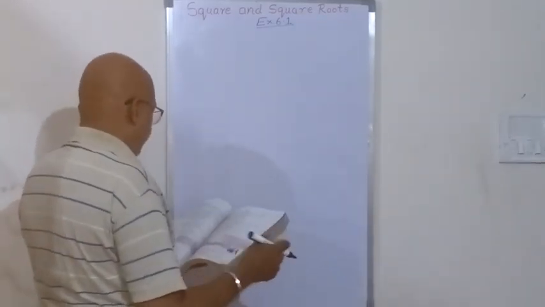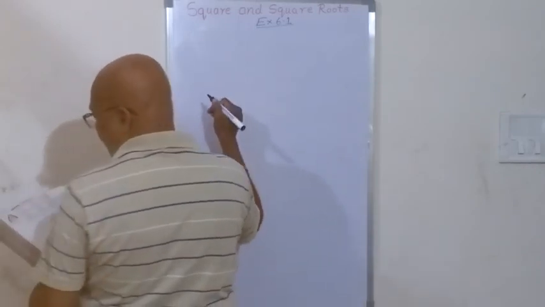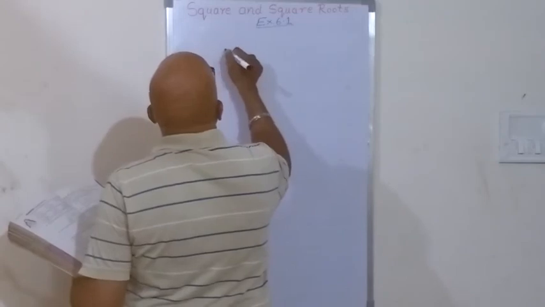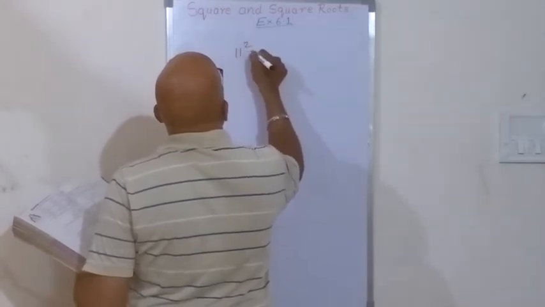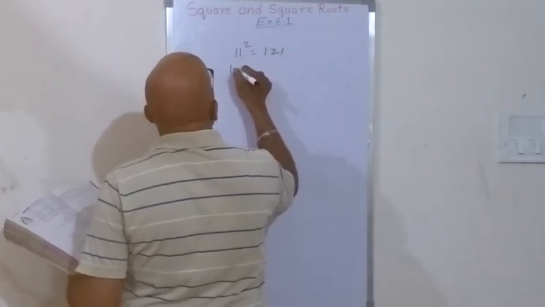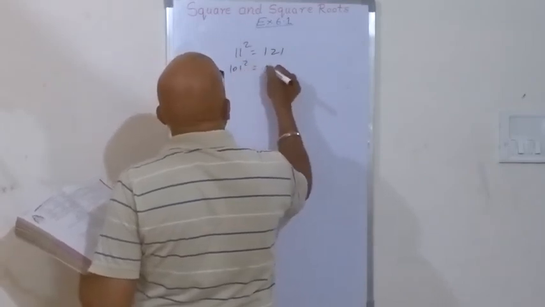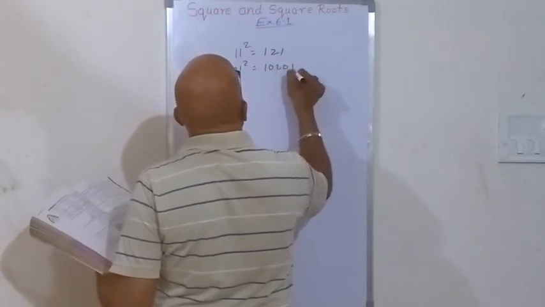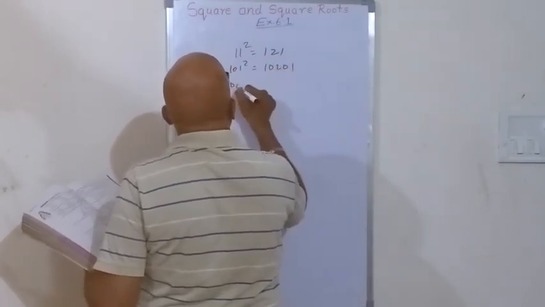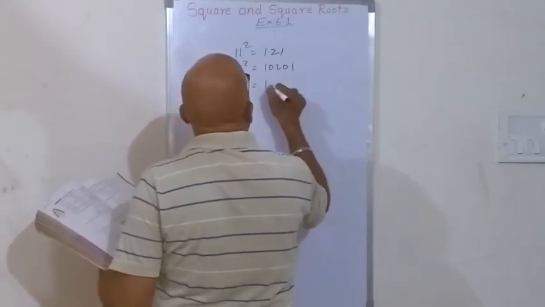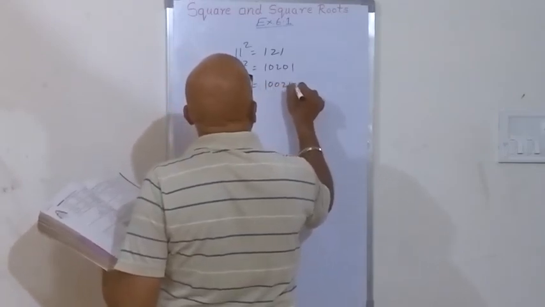Now in the fourth one, a series, observe the following pattern and find the missing digits. So the pattern is 11 square equal to 121. Then it is 101 square equal to 10201. 1001 square equal to 1002001.